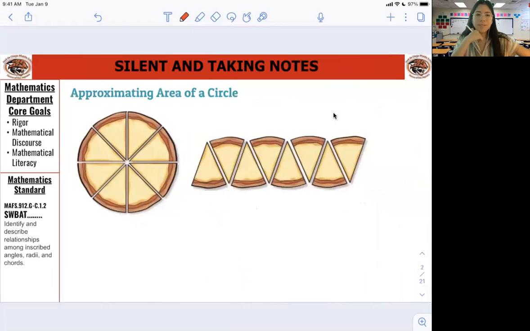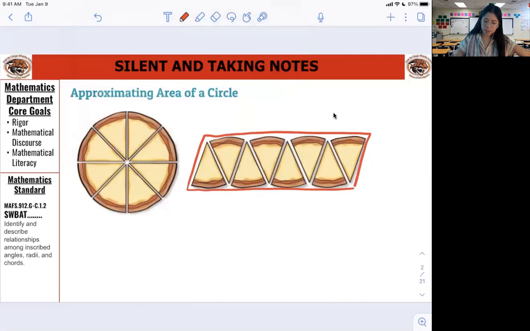Okay, so we got a circle. We got a pizza, actually. And let's just say you take your pizza and you split it into 8 slices. And then you arrange the slices in this way. So let's analyze what's happening in this situation. What kind of shape is created when you put everything like this?